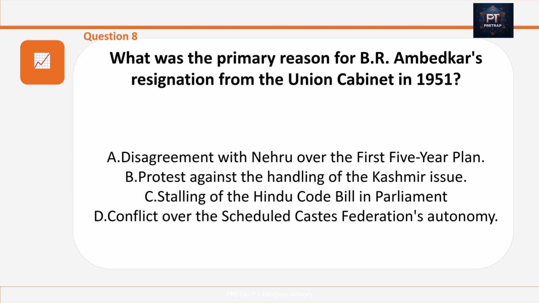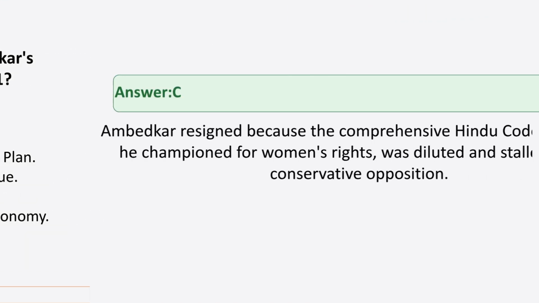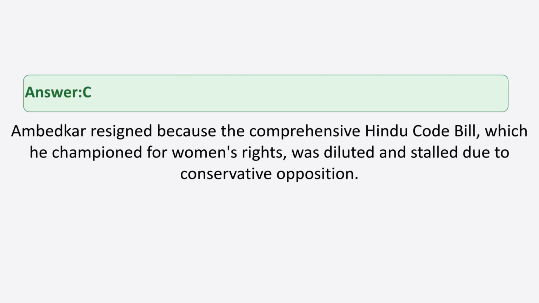And the answer is option C, which means Ambedkar resigned because the comprehensive Hindu Code Bill, which he championed for women's rights, was diluted and stalled due to conservative opposition.